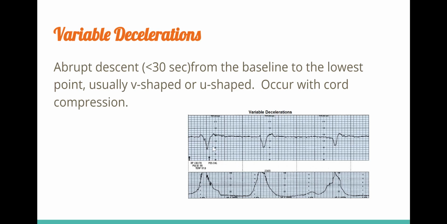Now, these variables happen to occur with the contraction, which tells me it's happening because when the uterus contracts, it compresses the cord. This would be a case to turn the patient over. If it continues, we might consider amnio infusion, which actually instills fluid into the uterine cavity to cushion the cord.